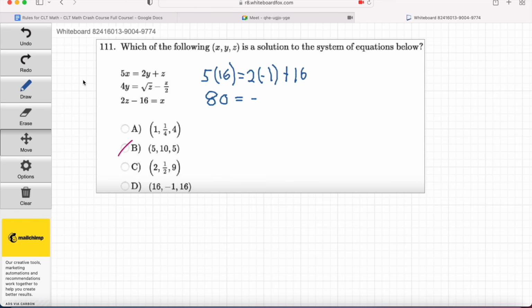But you could stop right here, because is that going to give us a true statement? No way. The answer choice D is gone. It's just too big on the left-hand side. What next? Let's try A.